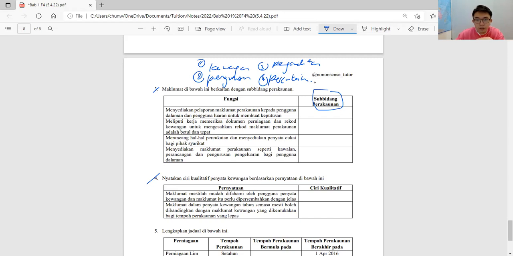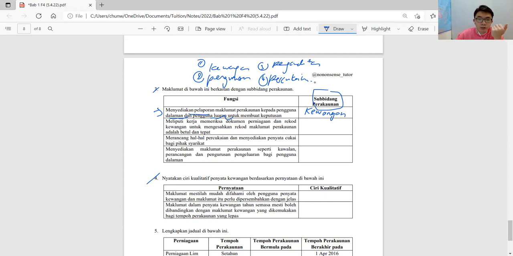So let's say this one, untuk menyediakan pelaporan. Who normally prepares the pelaporan maklumat perakaunan for the use of the pengguna dalaman dan luaran? This is normally the perakaunan kewangan that does it. You can write perakaunan kewangan or just write the shortcut, kewangan, as long as you understand what it is.